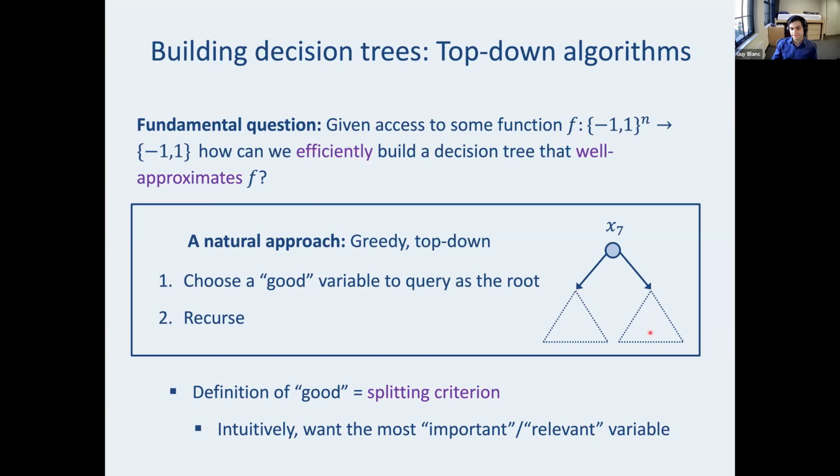And we continue down. So this definition of a good variable is something we call the splitting criterion. And by looking at this top-down approach, we essentially reduce the task of building a decision tree to the task of designing a splitting criterion, to deciding on a single variable at a time. And just intuitively, we want some notion of importance or relevance, like we want a variable that's very important or very relevant. And later in the talk, you'll see one example of a splitting criterion that ends up working well.